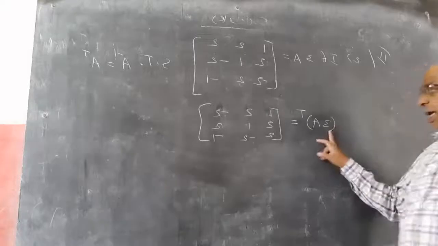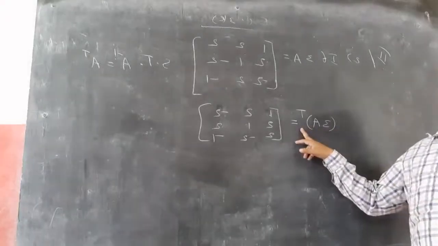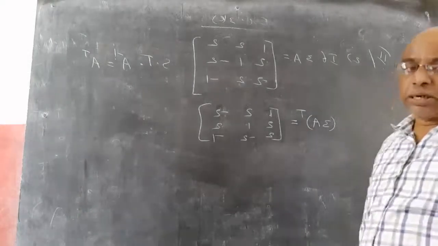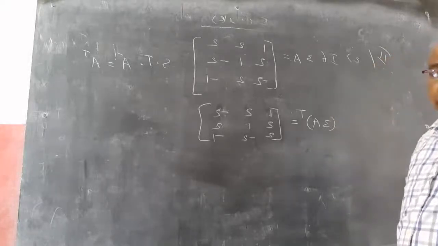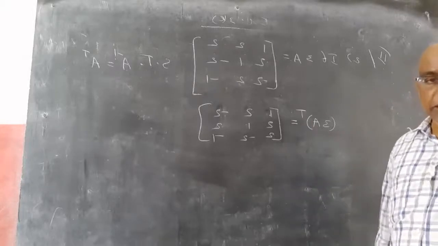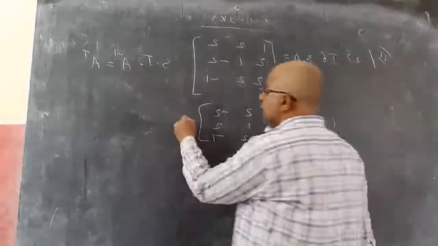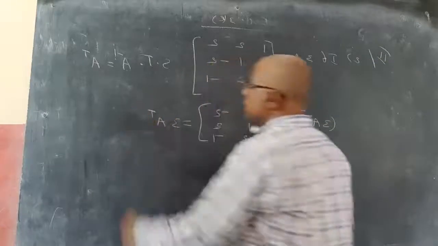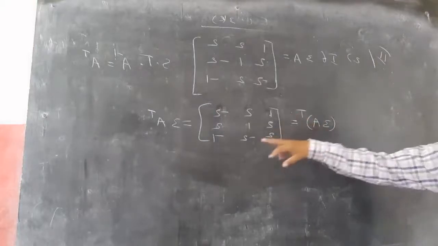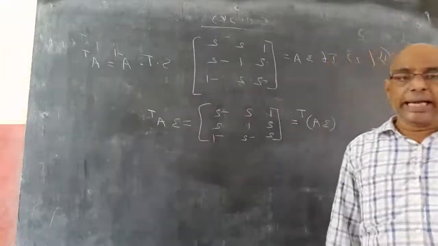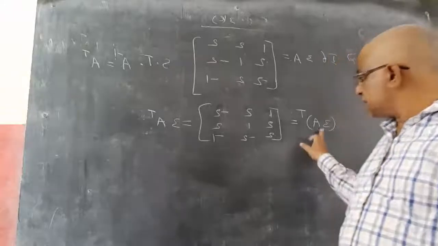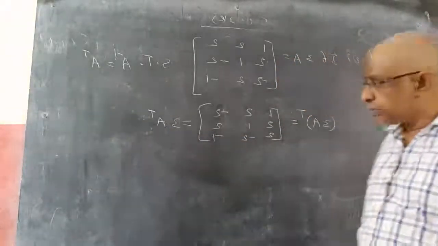But I know that (KA) transpose is K into A transpose. We did the properties of transpose: (KA) whole transpose is K into A transpose, I told. So this I can write as 3 into A transpose. While teaching (KA) transpose, I told K into A transpose. So I will use that property.